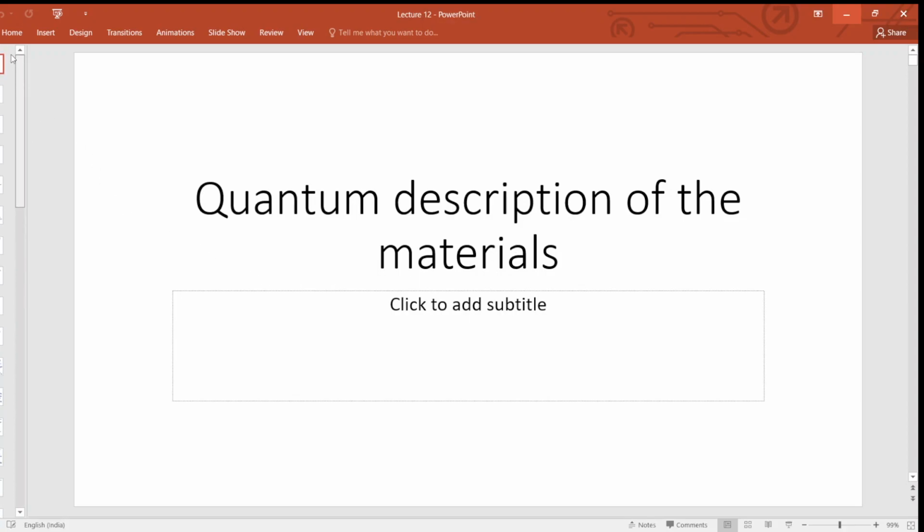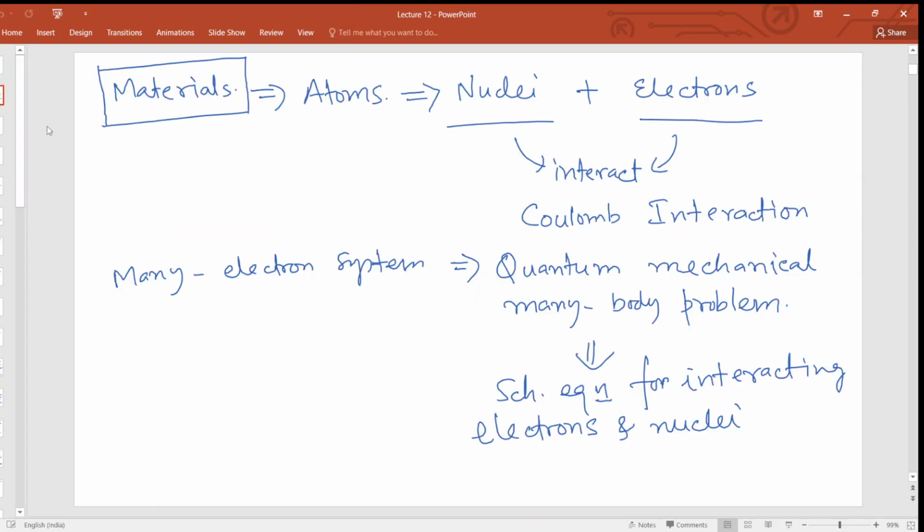Okay, so now we are going to the next part. We will actually talk about the quantum description of materials. I hope my screen is visible, right? Okay, it's visible. Yes, sir. Okay, so when I'm talking about quantum description, that means we are of course going to talk about quantum mechanical features. So let us see what it is.